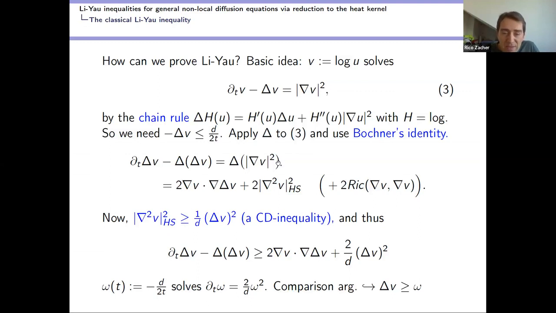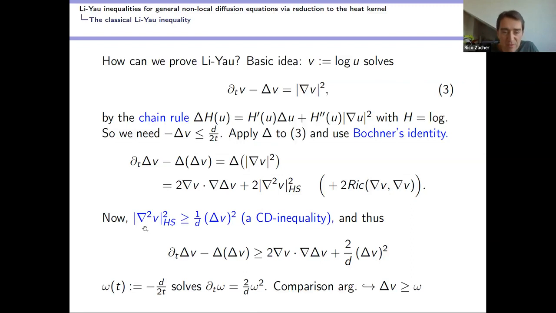This identity here, when you apply this Laplacian to this gradient term and you have these three terms in general, is also called Bochner's identity. Okay, now what comes next is to use an inequality for this Hessian. And this is an example of a so-called curvature dimension inequality.